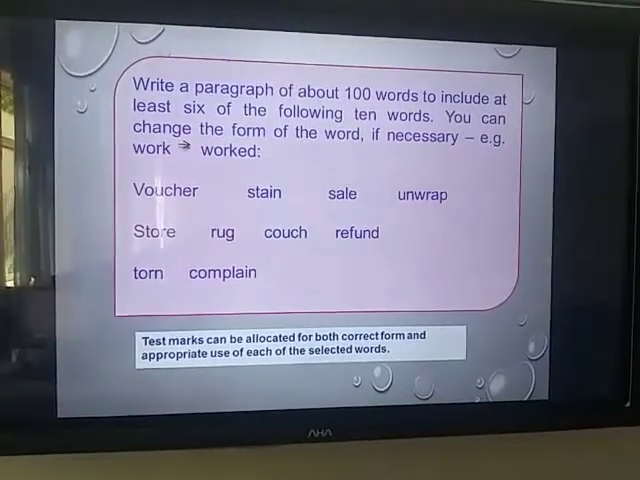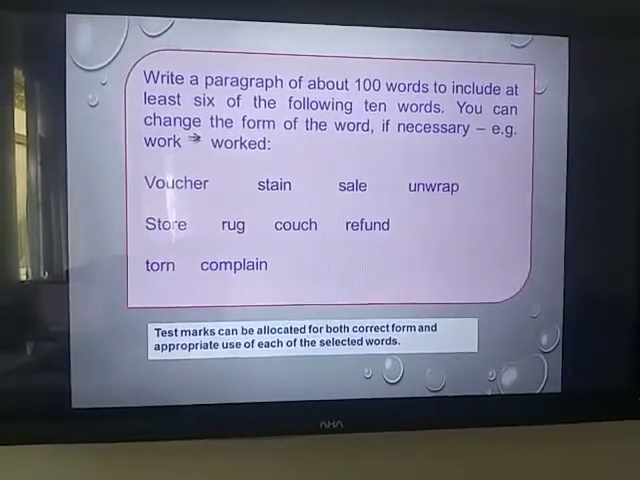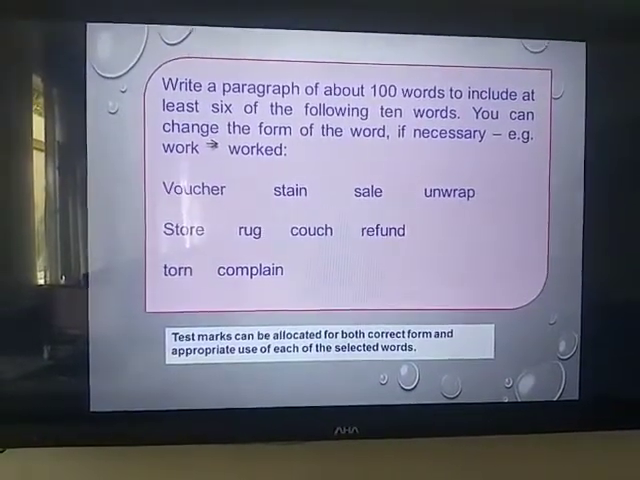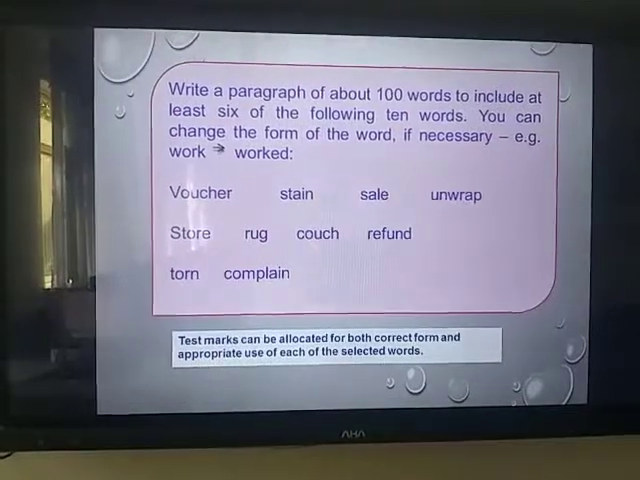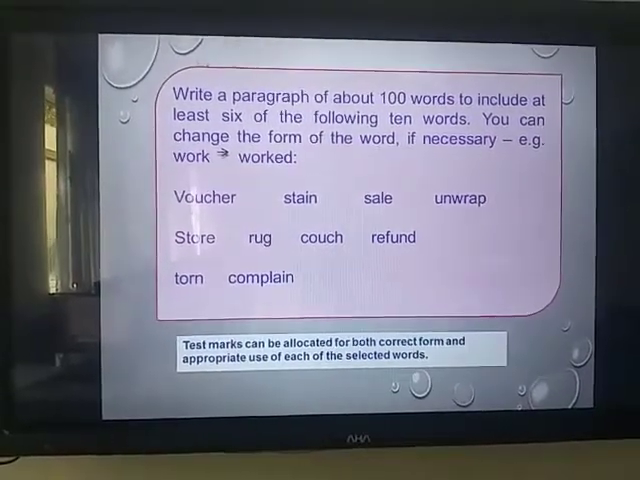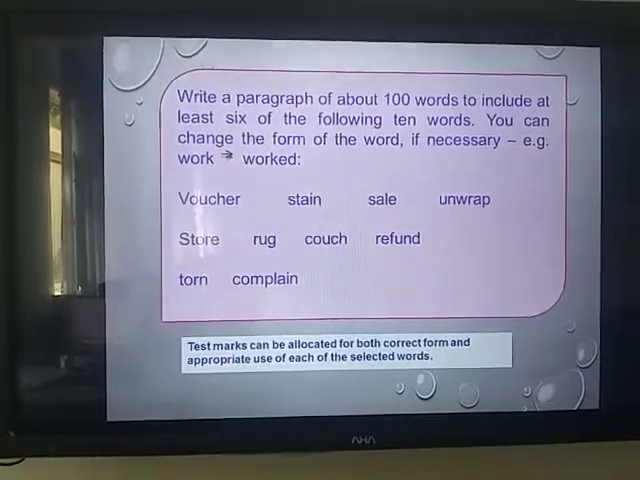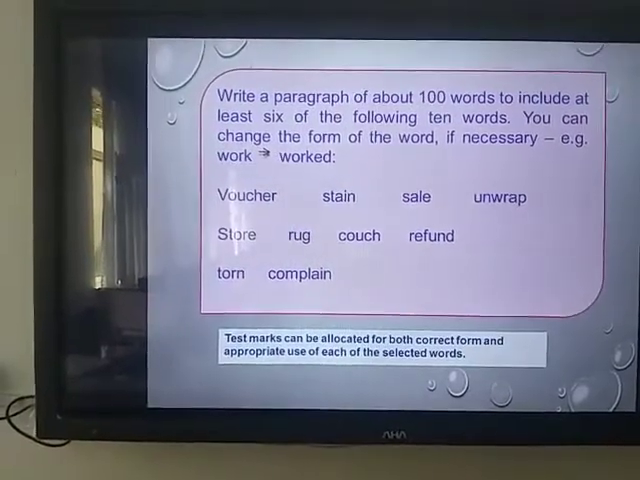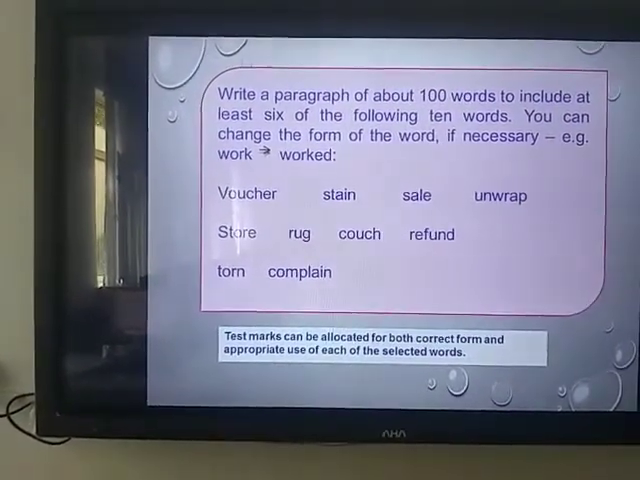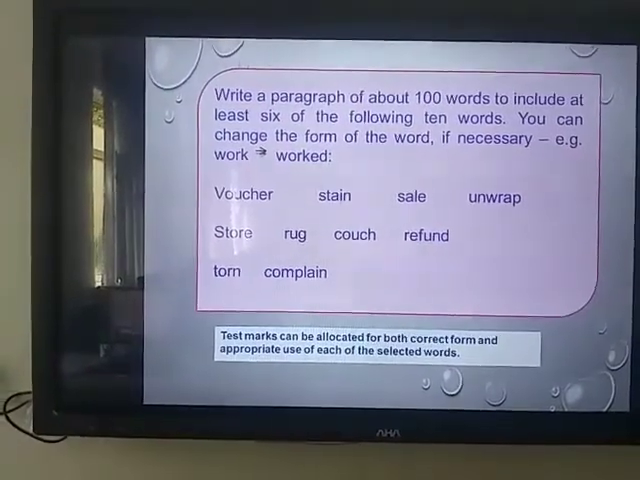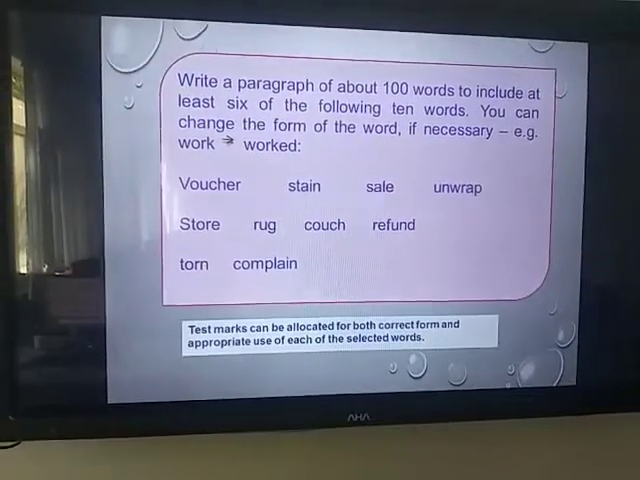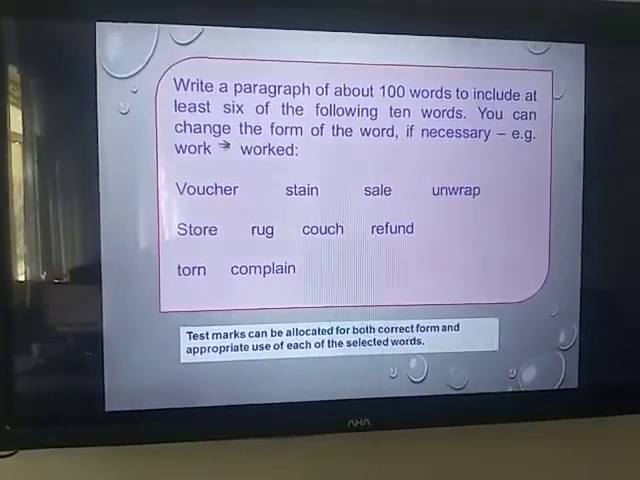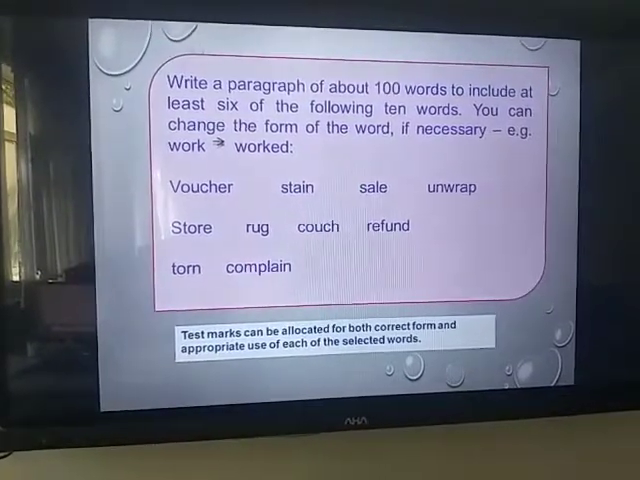And here come the following types of tests. The following test types attempt to remedy this weakness. Write a paragraph of about 100 words to include at least 6 of the following 10 words. You can change the form of the word if necessary. Example, work, worked. Test marks can be allocated for both correct form and appropriate use of each of the selected words. Now here we analyze some types of tests, and it's up to you how to test your learners and which kind of test to choose.